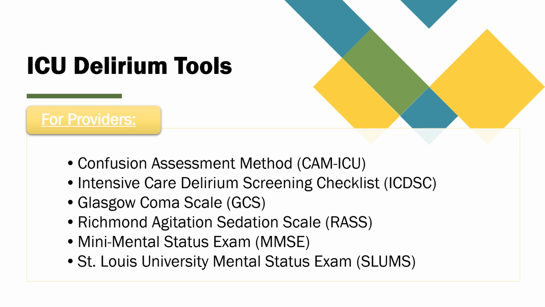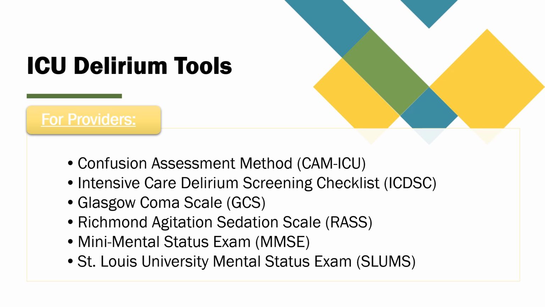The Richmond Agitation Sedation Scale is used in ICU to determine how agitated the person is versus how sedated they may be. The goal for therapy is to have someone that's about a 0. You can probably work with somebody that's a -1, being hypo, but ideally you want them to be not agitated and also not sedated.